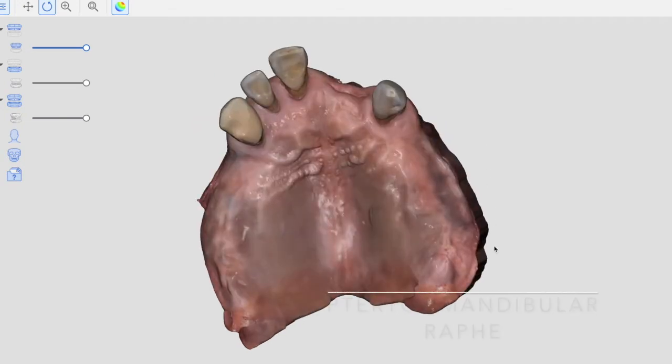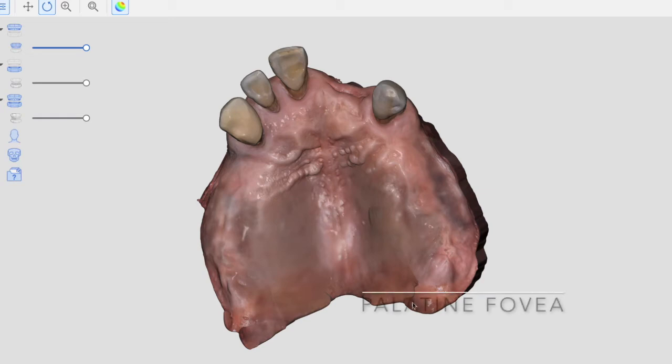And next one is pterygomandibular raphe. That's right next to the hamular notch, and this is connecting the pterygoid to the mandible, looks like a curtain shape. It's called pterygomandibular raphe, and it's right next to the hamular notch.